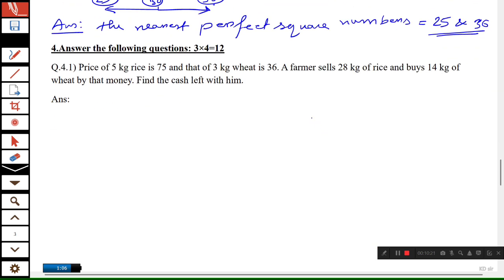Next, price of 5 kg rice is 75 and 3 kg wheat is 36. A farmer sells 28 kg rice and buys 14 kg of wheat. Find the cash left with him. So at first we find the price of 28 kg rice.